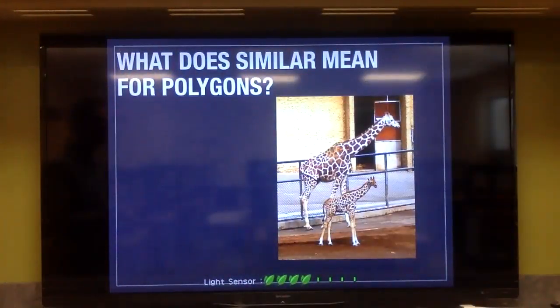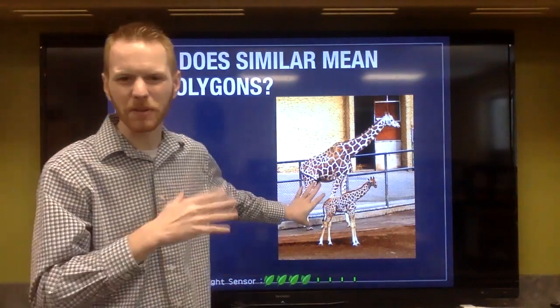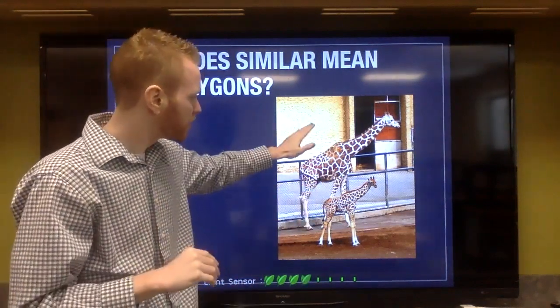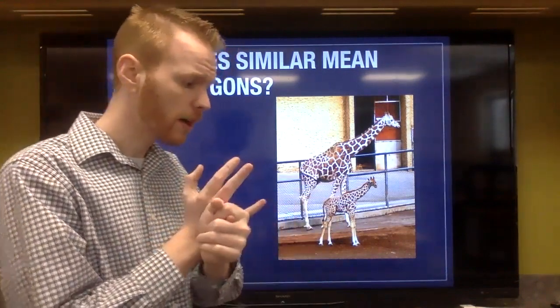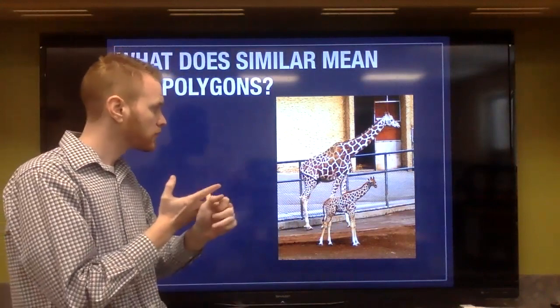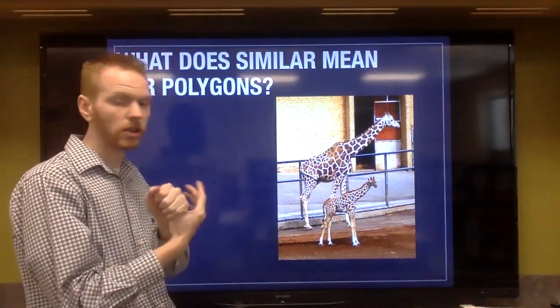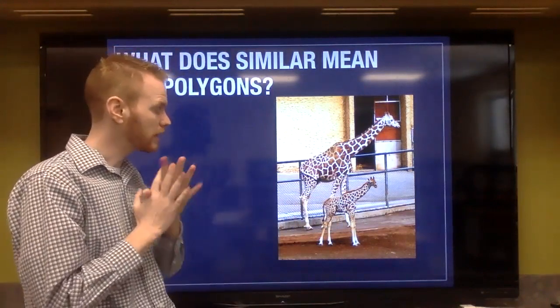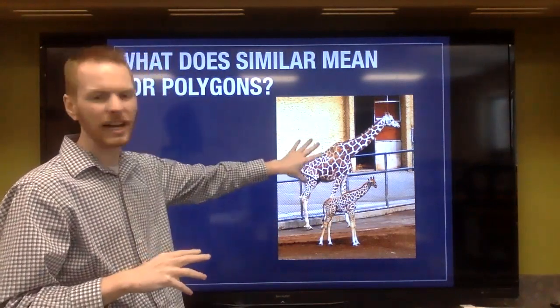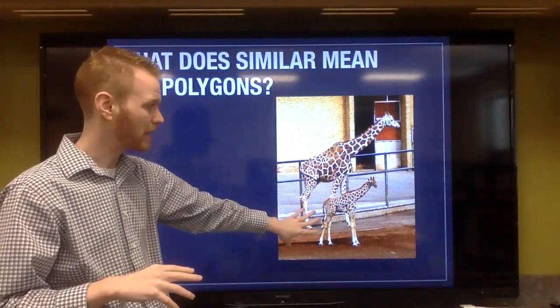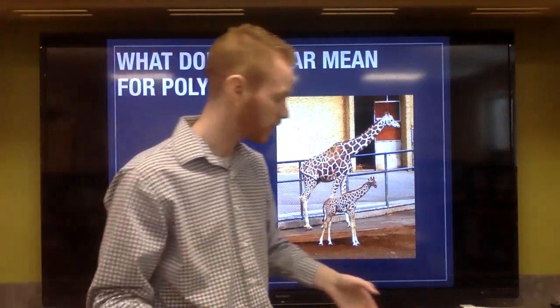So let's just jump right into it, okay? What does similar mean? Well, I like this picture a lot, but it's pretty much like animals, okay? Both of these are giraffes. Both come from the same family here. Both have spots, both have tails, both have long necks. The only thing that's really different about them is their sizes, right? We could see that this guy's a lot larger than this guy. And that's just like polygons, okay?